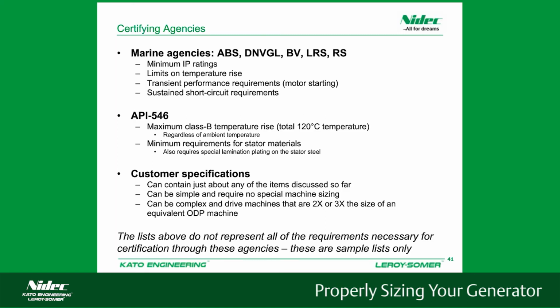API will have a maximum temperature rise requirement of 120 degrees, regardless of the ambient temperature. So if we have an ambient of 50 degrees, we'll need a 70-degree rise, so we'll need a larger unit for that. And they also have requirements for materials used in the generator, which will increase the cost with the specialty materials.